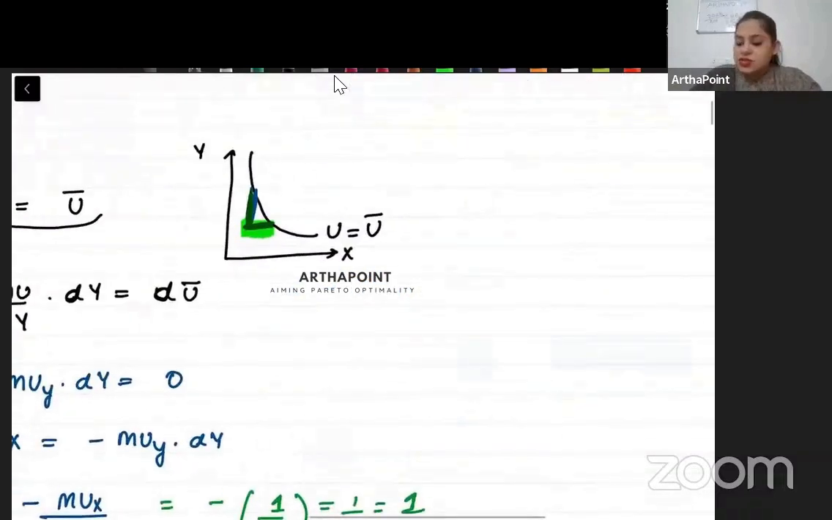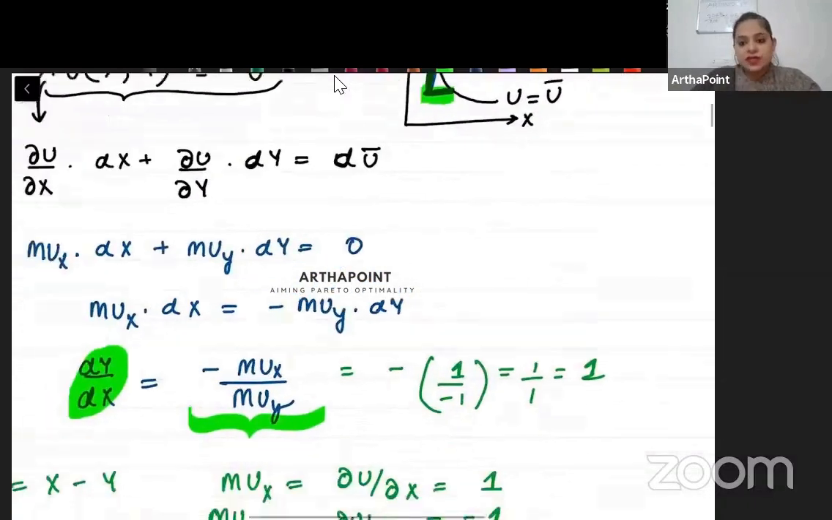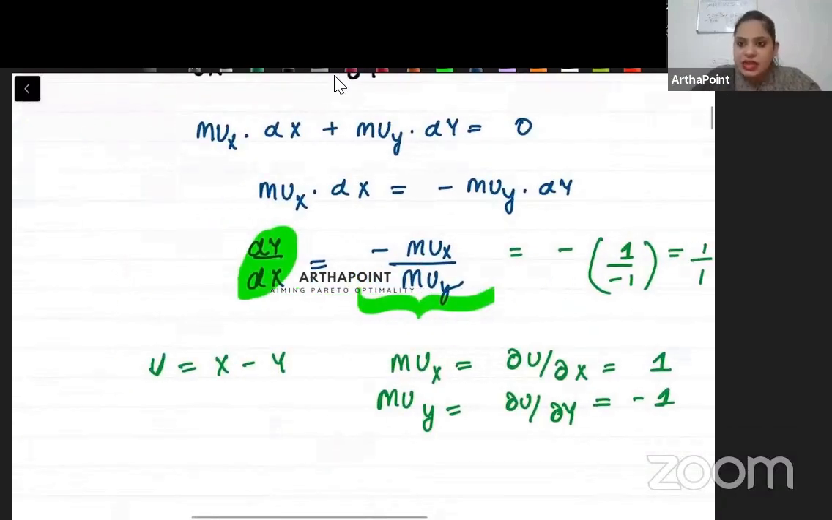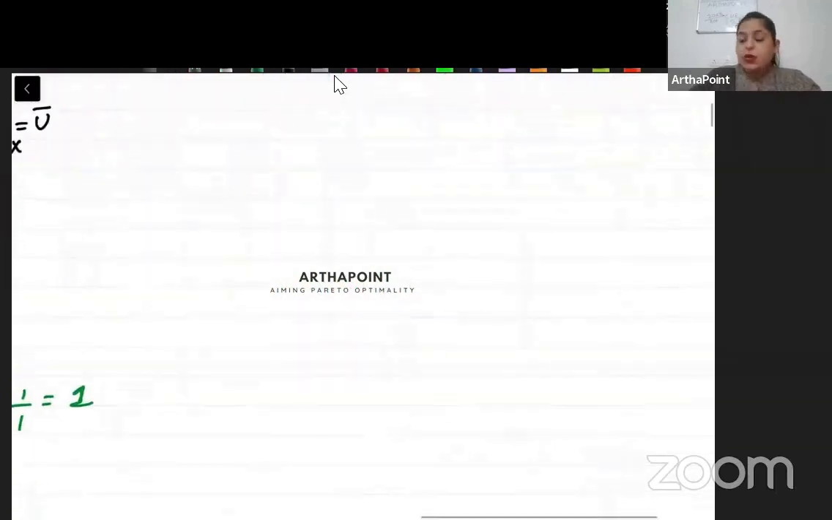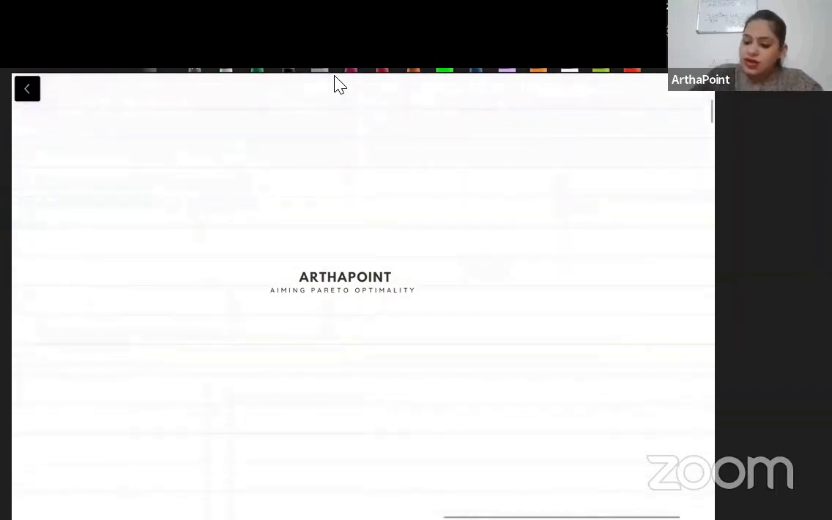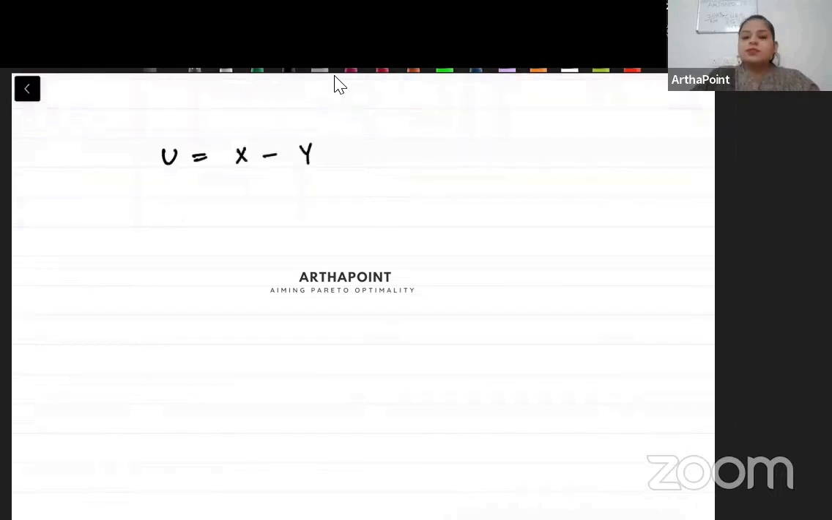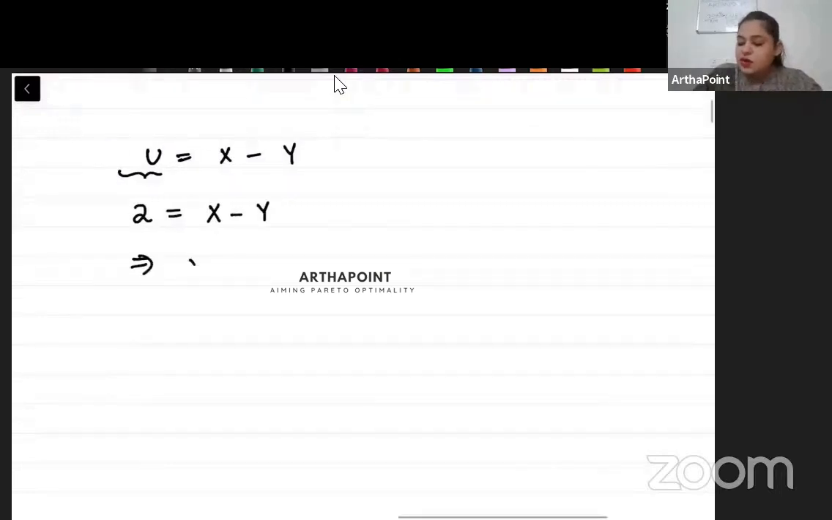That means that this is not the usual indifference curve equation that they have given in this case. They have given the equation x minus y. Now, supposedly, I want to plot this. Let us say u is equal to x minus y, right? And let us say that I want to hold my utility constant at 2. So 2 is equal to x minus y, which implies y will be x minus 2.